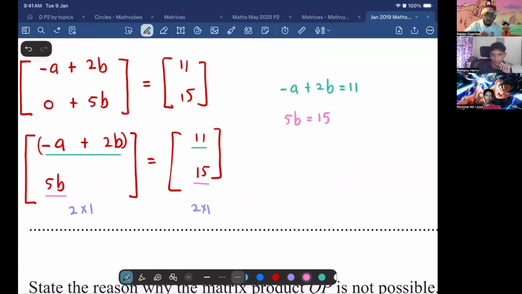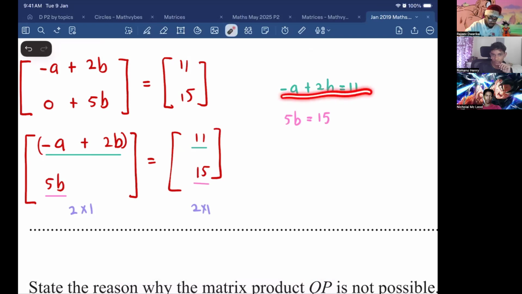Now, which one of them could we solve for easily? The 5b. Right, because how many unknowns do you have there? Too many. Wait, 2. Anytime you have one unknown, you can solve it easily.